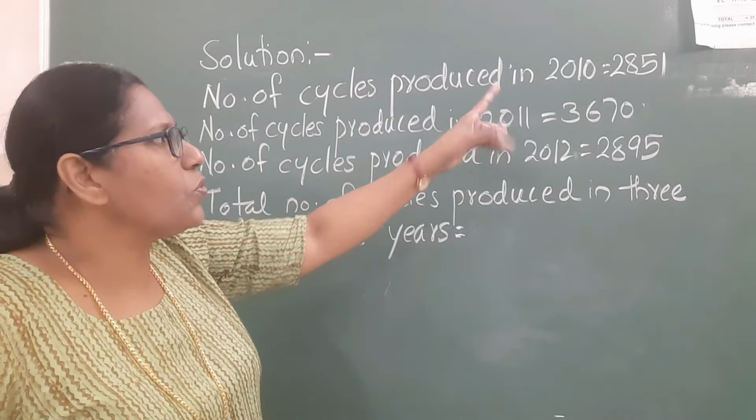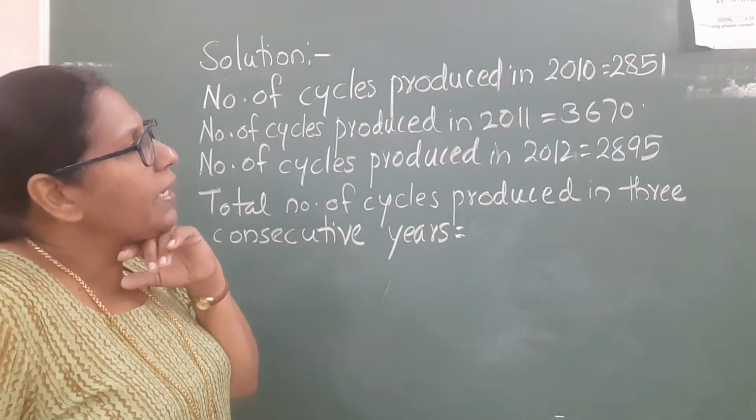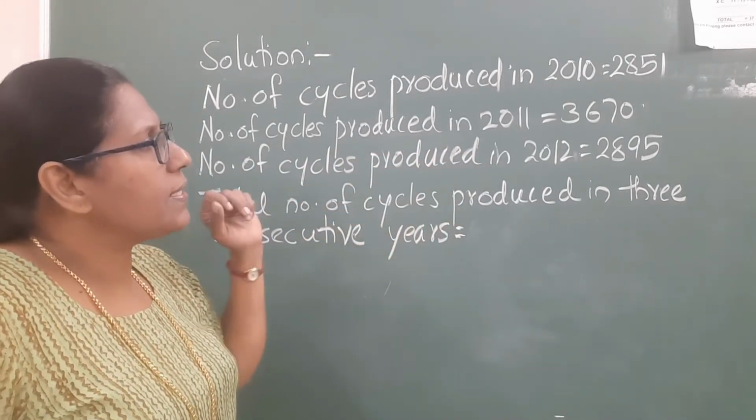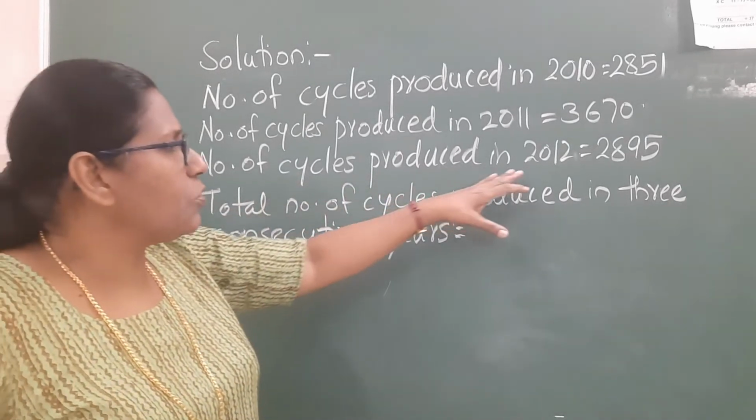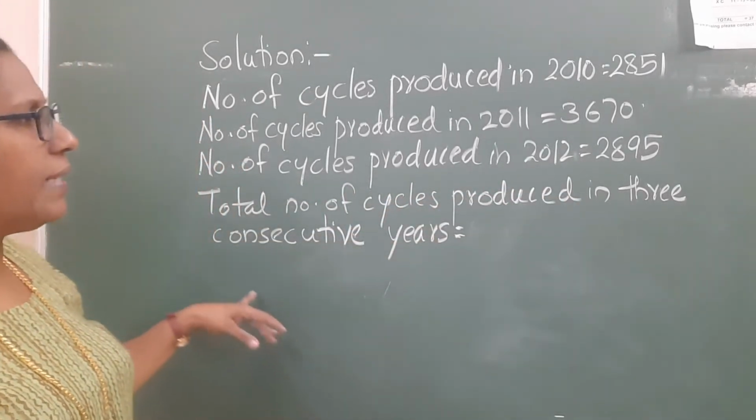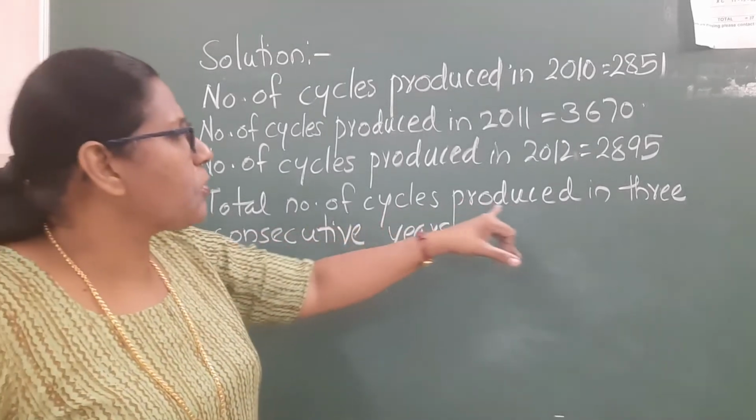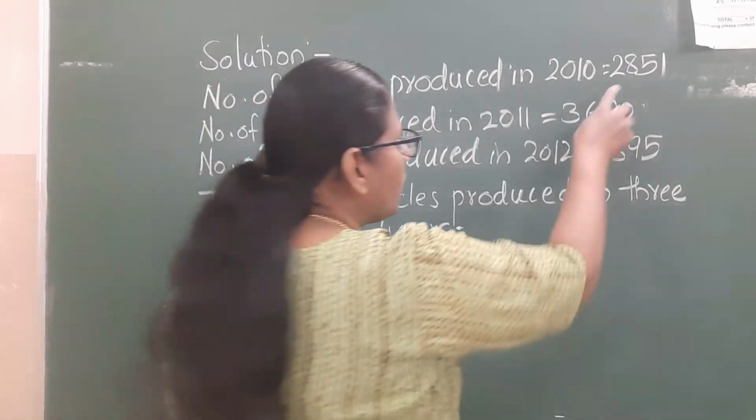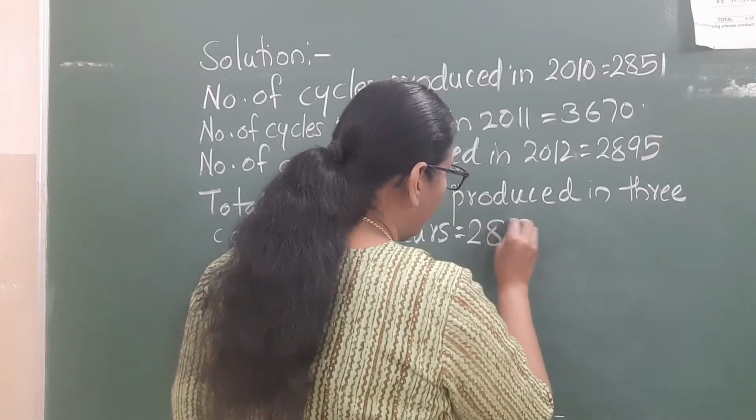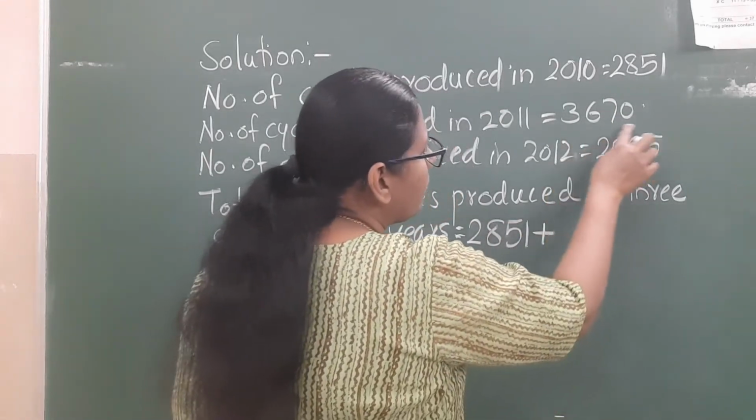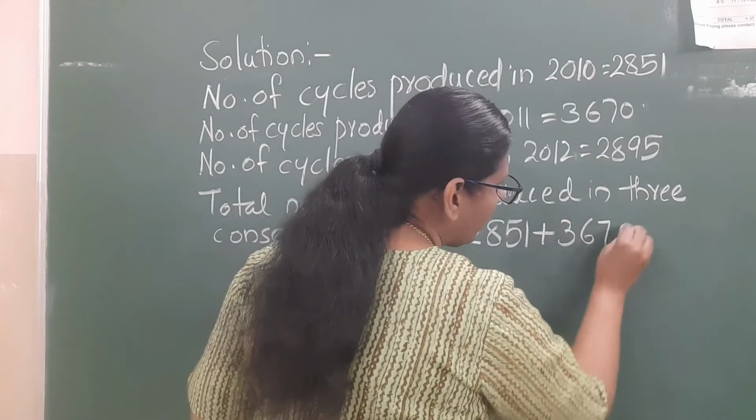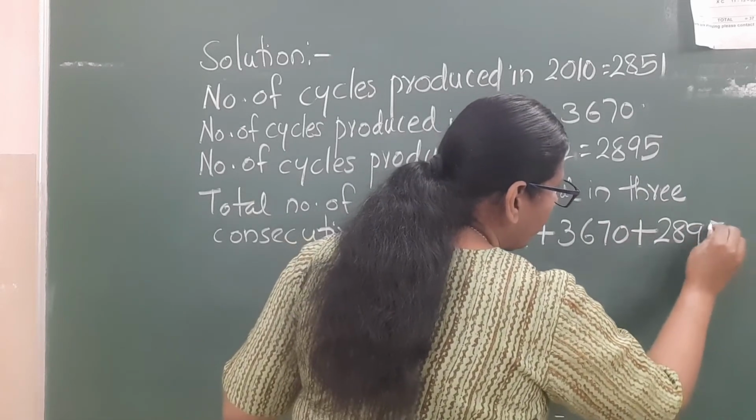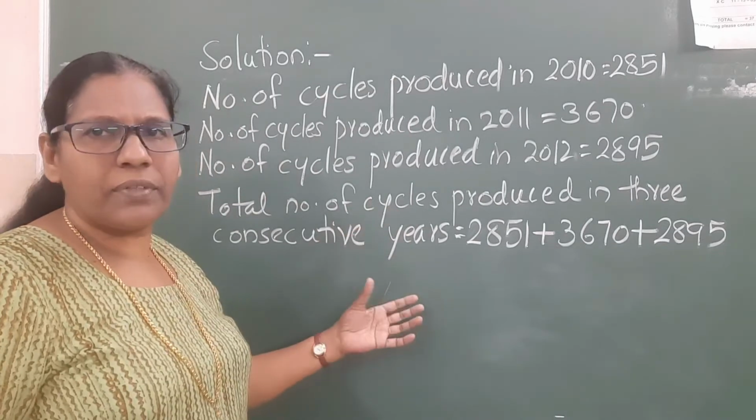Number of cycles produced in 2010 is equal to 2,851. Number of cycles produced in 2011 is equal to 3,670. Number of cycles produced in 2012 is equal to 2,895. Total number of cycles produced in these three consecutive years is equal to 2,851 plus 3,670 plus 2,895. All these three will add and get the total number.